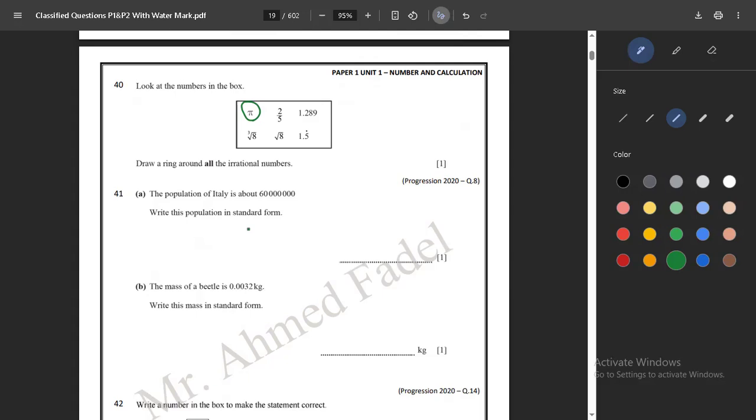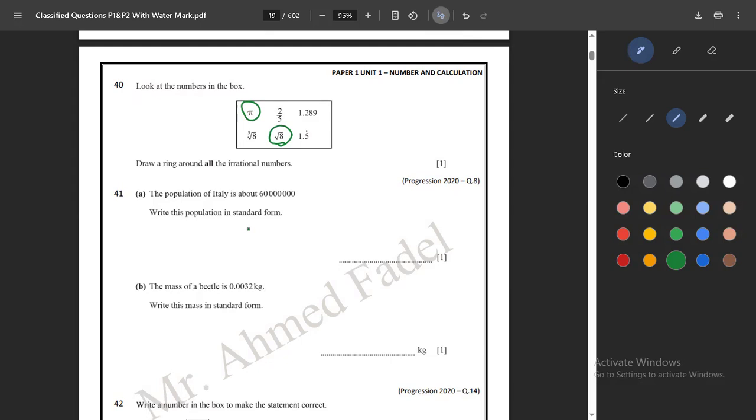Cube root of 8? No, mister, that's an integer, it's 2. Square root of 8? Yes, square root of 8, I cannot find an exact answer to it. One third, 1.5 repeating 5, is it irrational? No, mister. Recurring decimals are rational. They want only irrational. The population of Italy is about this, right?